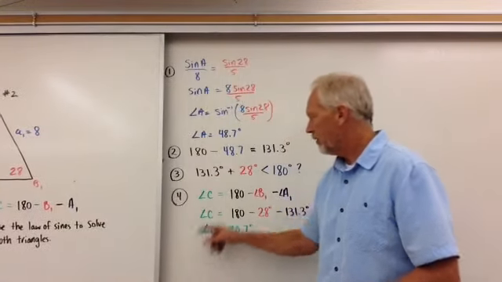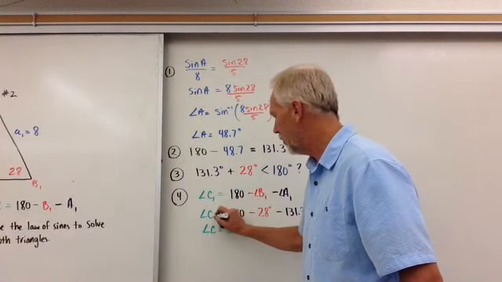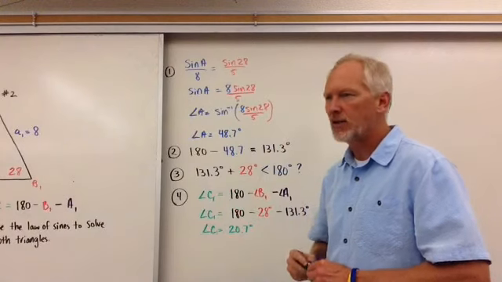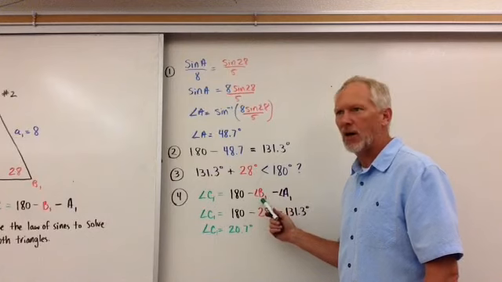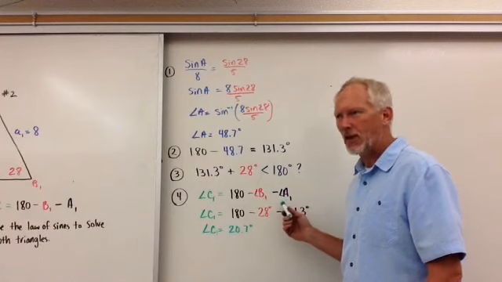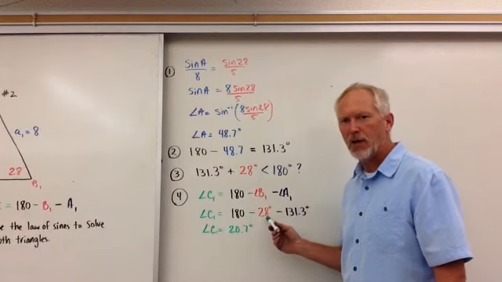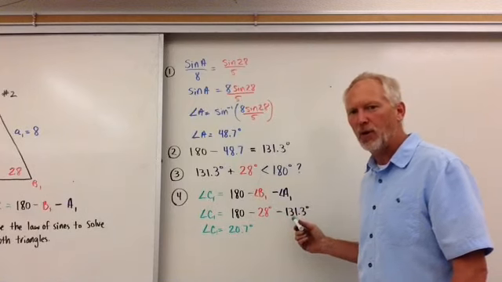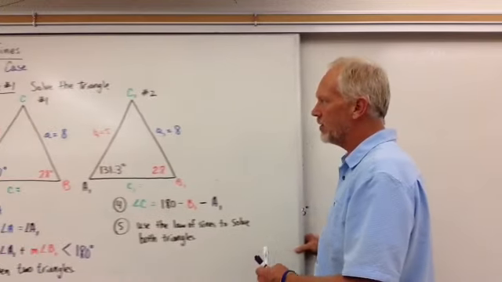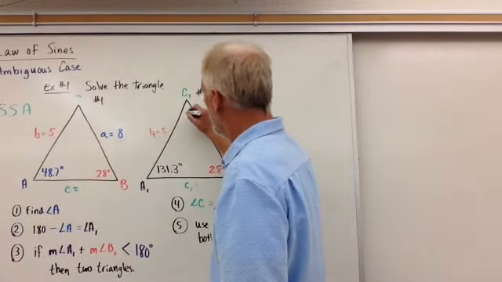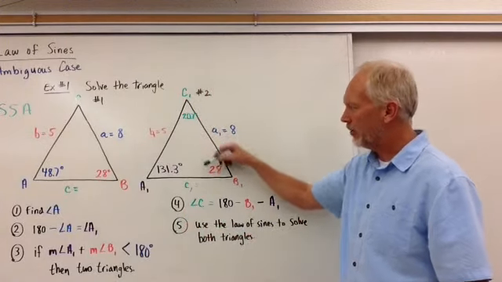For these angles, I should call this C sub 1, B sub 1, and A sub 1. And so we'll get C sub 1 is equal to 180 minus angle B sub 1 minus angle A sub 1. So angle C sub 1 is equal to 180 minus 28 degrees minus 131.3 degrees, which is 20.7 degrees. So I know that this C sub 1 is 20.7 degrees. There we have that triangle done.